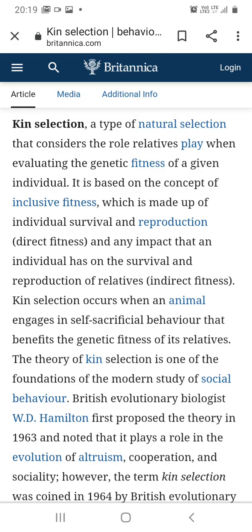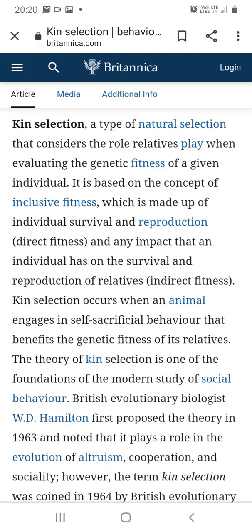So, we can say that kin selection is a type of natural selection that considers the role relatives play when evaluating the genetic fitness of a given individual. This type of behavior is also selected by nature. Had this behavior not been selected by nature, it would have subsided and been eliminated from the gene pool. But along with the theory of survival of the fittest, another type of natural selection known as kin selection is also there in nature.